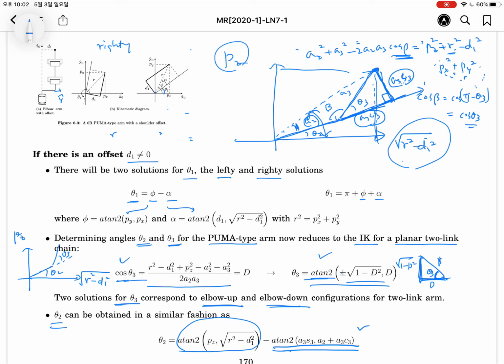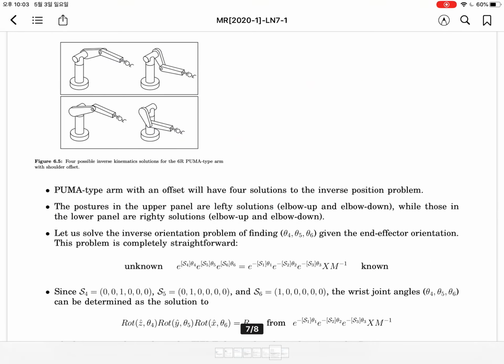This is more general compared to subtracting from here to here. This atan 2 will show the more general case because it has a wide range to represent the angles.